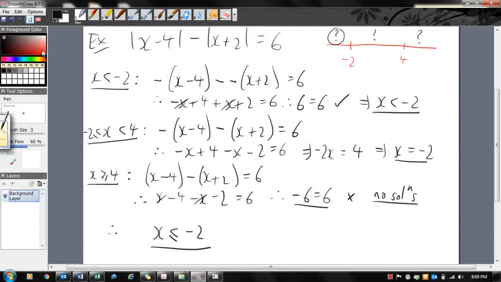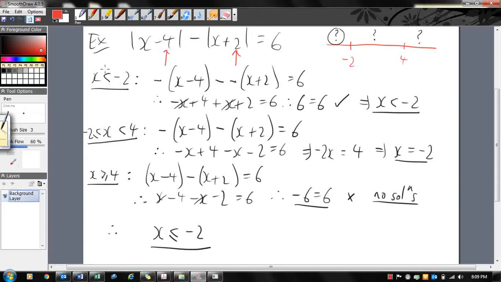So just to summarise, firstly, figure out what your points are where the modulus sign will change behaviour. So in this case, it was positive 4 and negative 2. That's where it changes behaviour. Look at your three regions. For each region, figure out what's going on. You get a solution. If you get something like 6 equals 6, which is always true, then that whole entire region is true for anything.